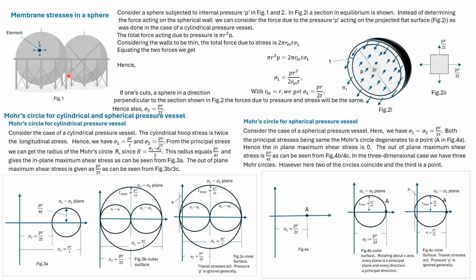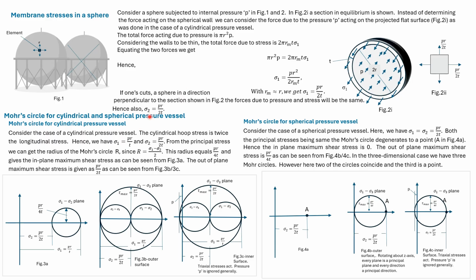Now consider another section perpendicular to the previous section. It is along the diameter and passes through the center. Then again, these are the forces that will act, and we'll get sigma 2 is equal to PR by 2T. So unlike the cylindrical pressure vessel, in a spherical pressure vessel, the magnitude of the two principal stresses are the same. They are both equal to PR by 2T.